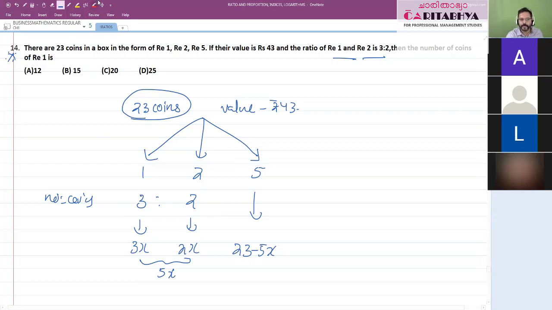This is the important step. The ratio is 3 is to 2, so 3x and 2x add to 5x. Out of 23 coins, 23 minus 5x are 5 rupee coins.